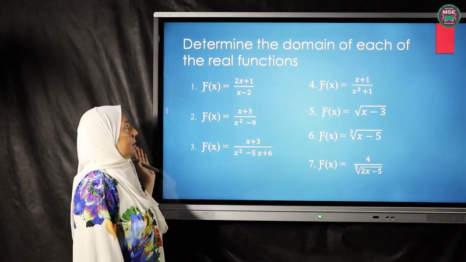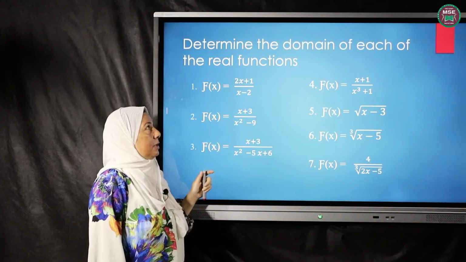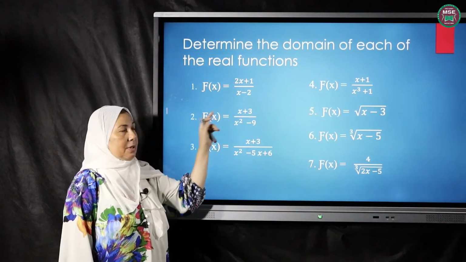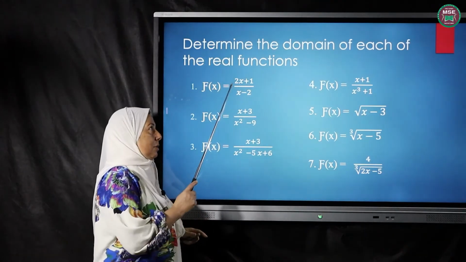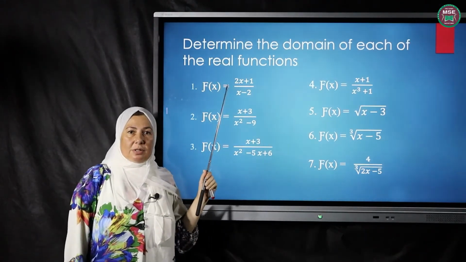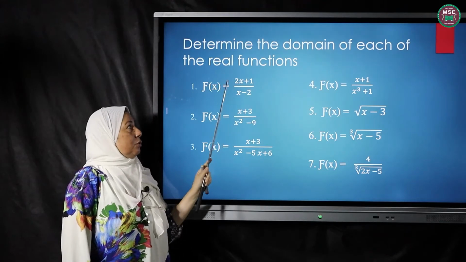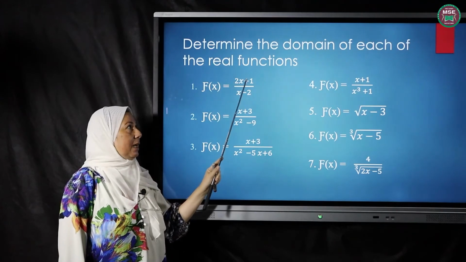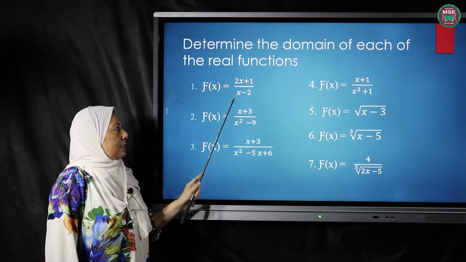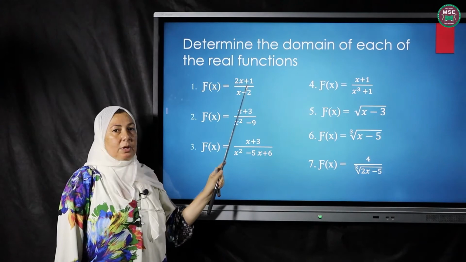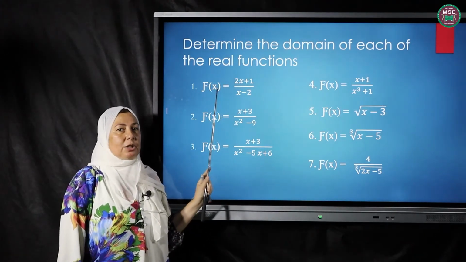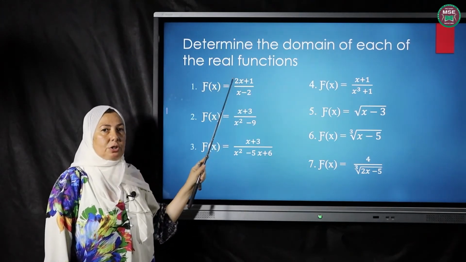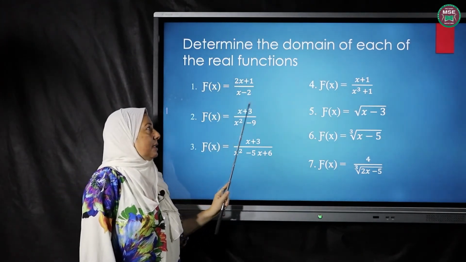Second example. Determine the domain of each of the following functions. Number one, f of x equals 2x plus 1 over x minus 2. Fraction function. Numerator, 2x plus 1, is a polynomial function, so its domain equals R. Second, x minus 2 is a polynomial function too, domain equals R. The intersection of the two domains is R, minus the set of zeros of the denominator.